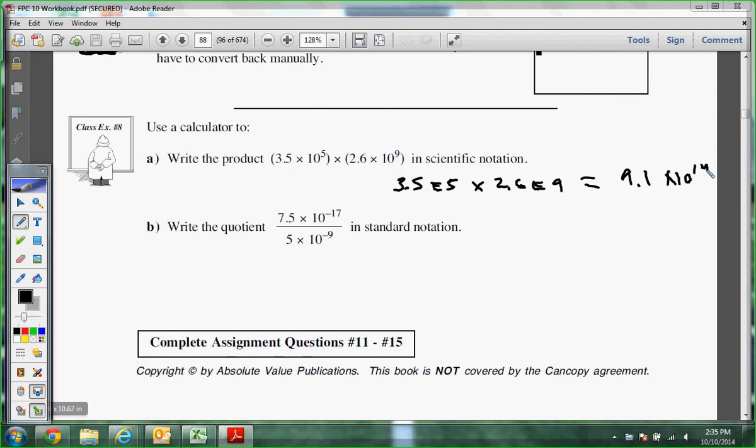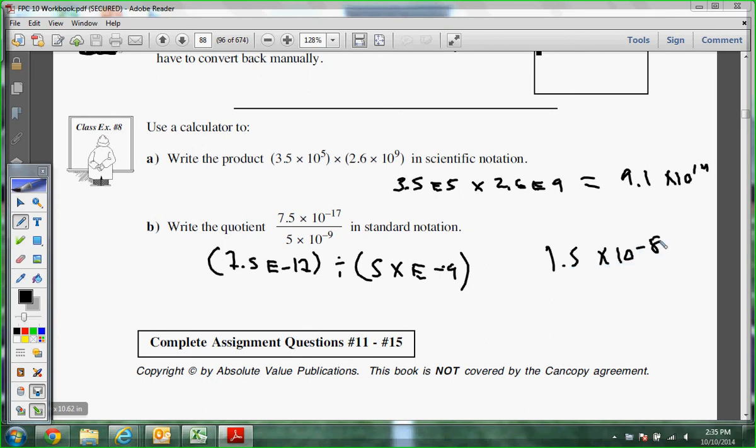You can do the same thing here. I would probably use brackets here. Whenever you're in division bars, I like to use brackets to make sure things don't go haywire. So brackets 7.5 E negative 17 divided by 5 E negative 9. You don't have to put times. That's how I put that one in your calculator. You should get 1.5 times 10 to the negative 8. Okay? And that's it for lesson 4. So we can take some questions here if we have any.